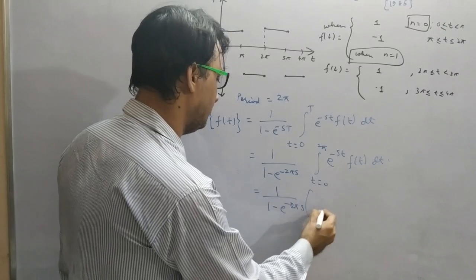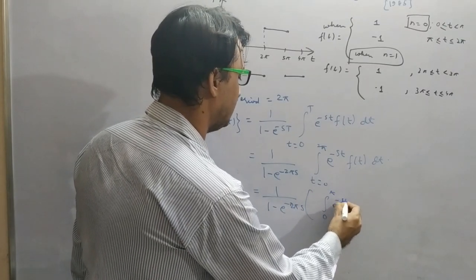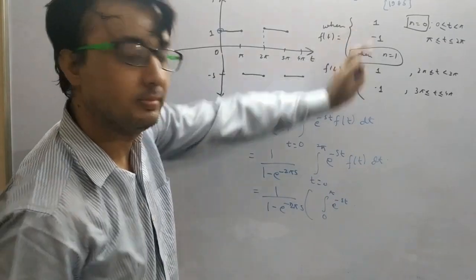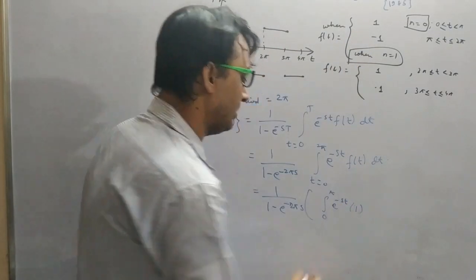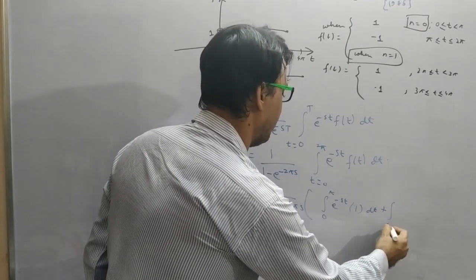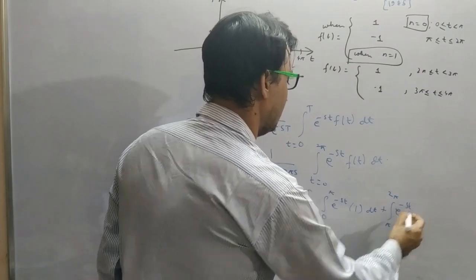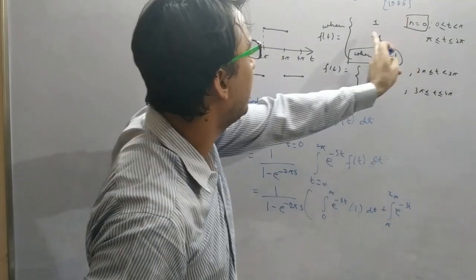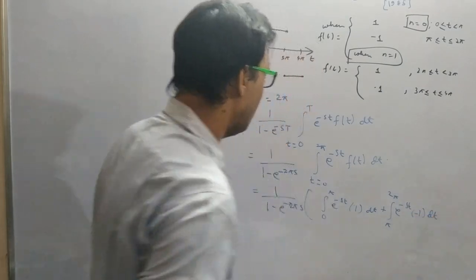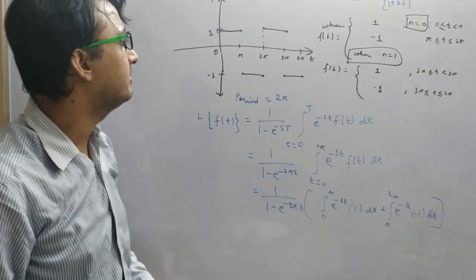integral becomes 0 to pi e to the power minus st. And here what is the value? 1. There is no doubt about it, and it is pretty much clear. Similarly, from pi to 2 pi, what do we get? e to the power minus st. And what is the value from pi to 2 pi? Minus 1. So this is our integral. All we have to do is just solve this integral.